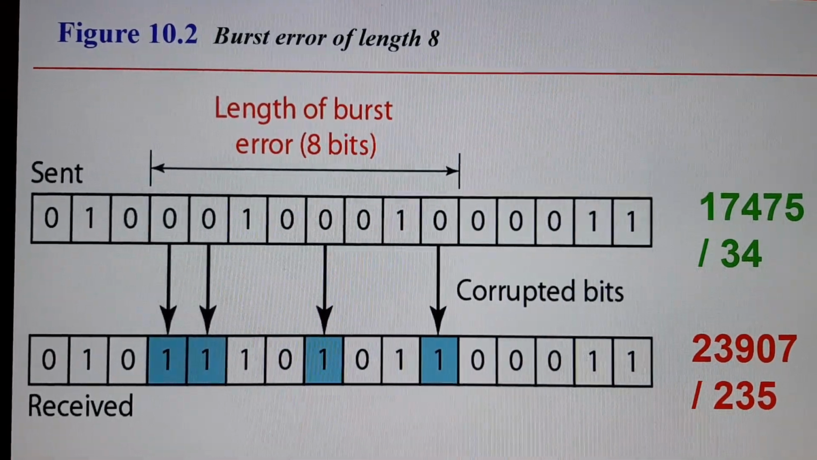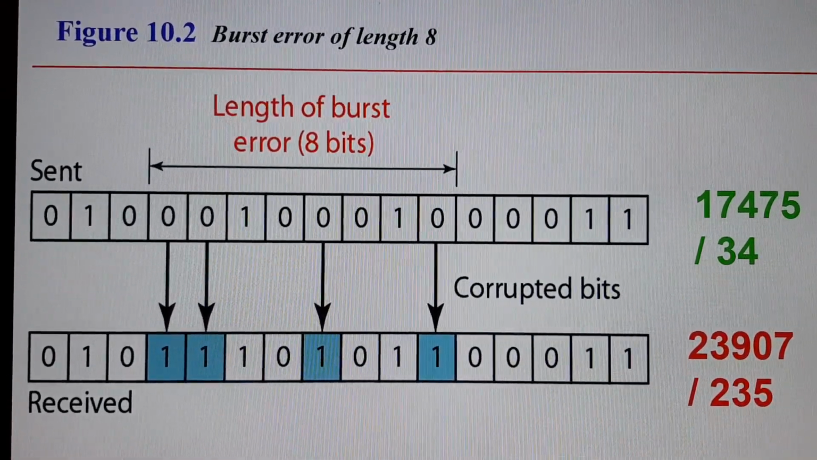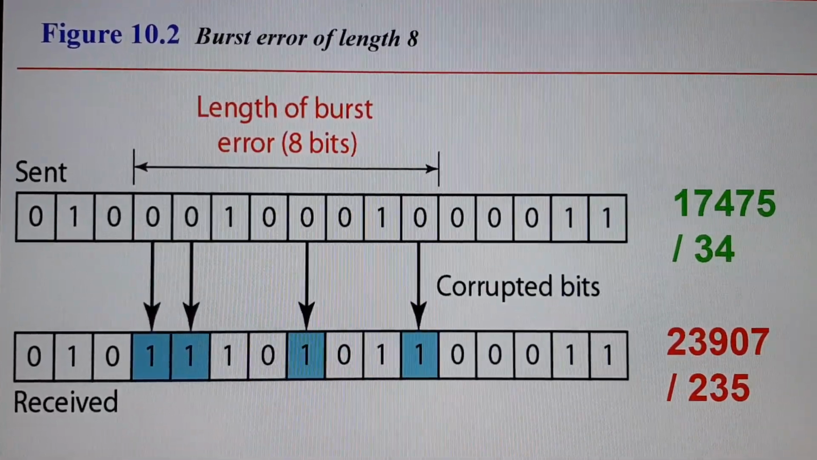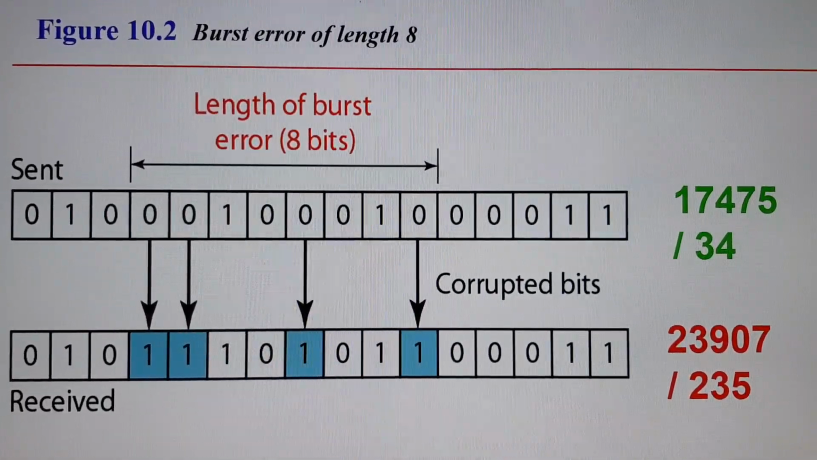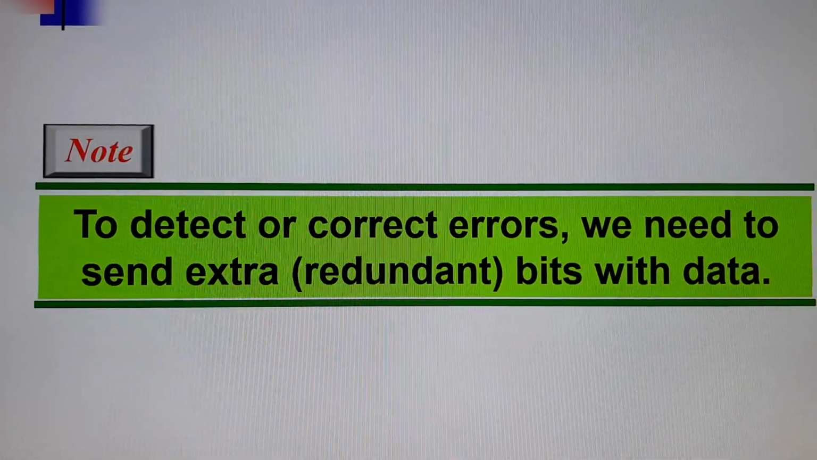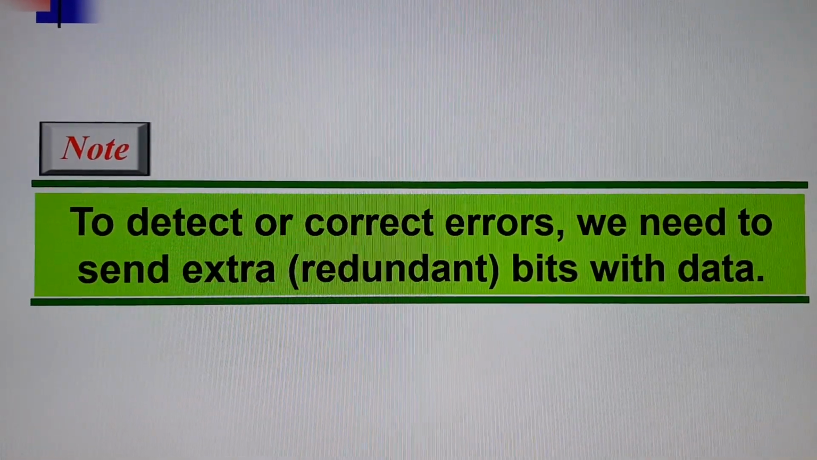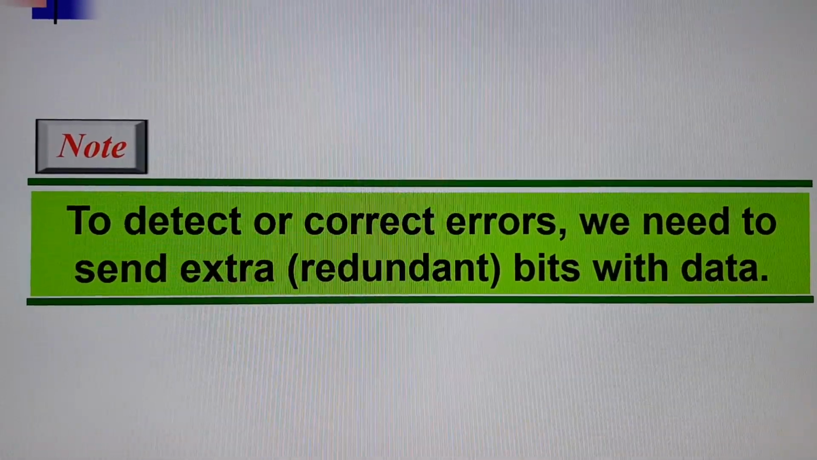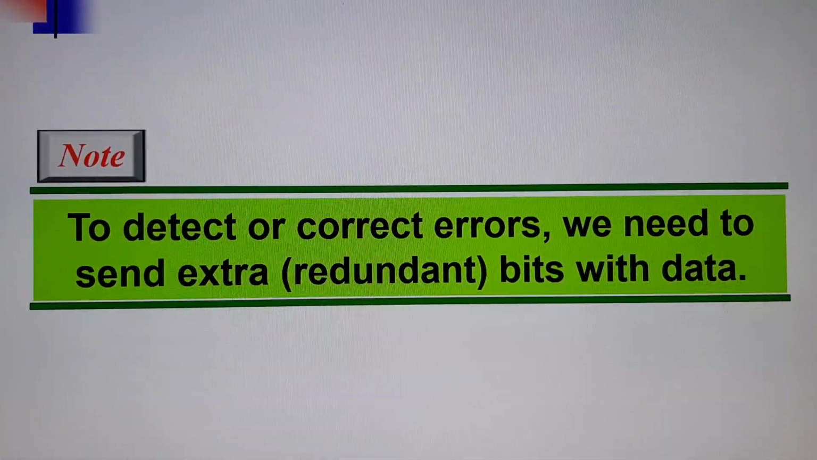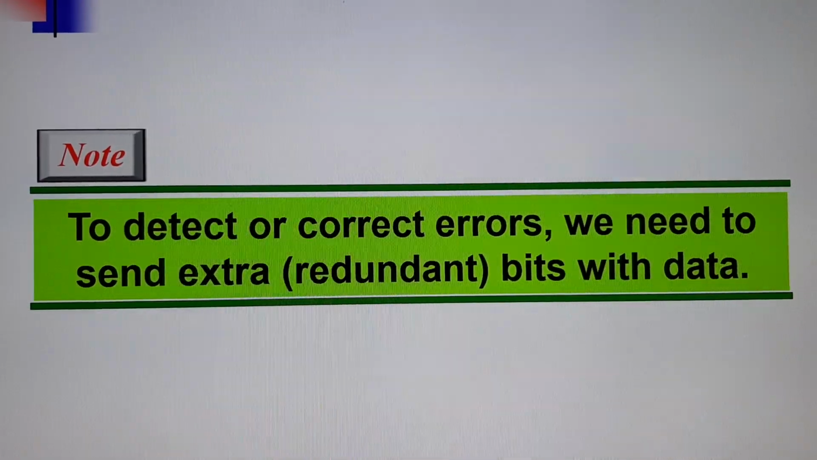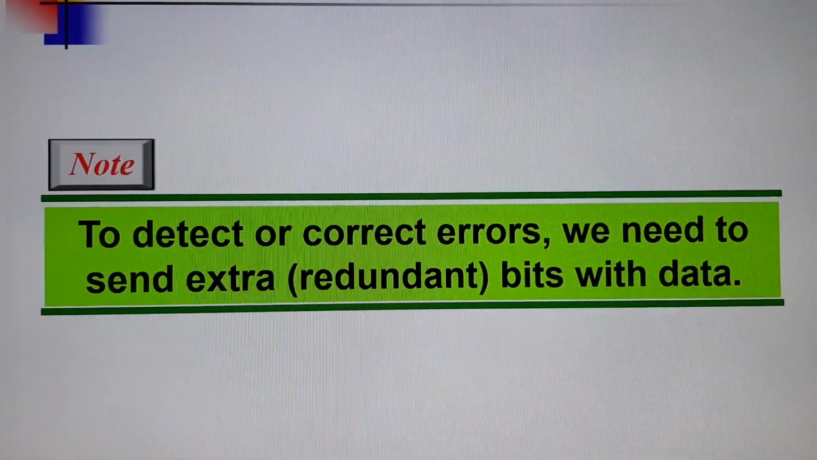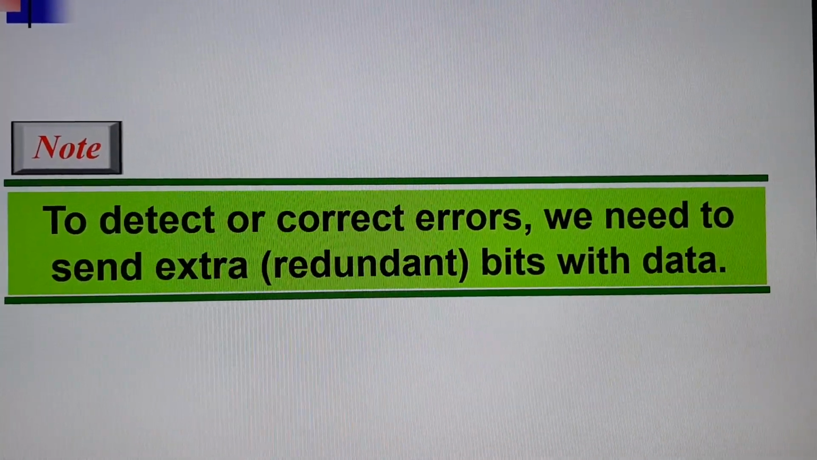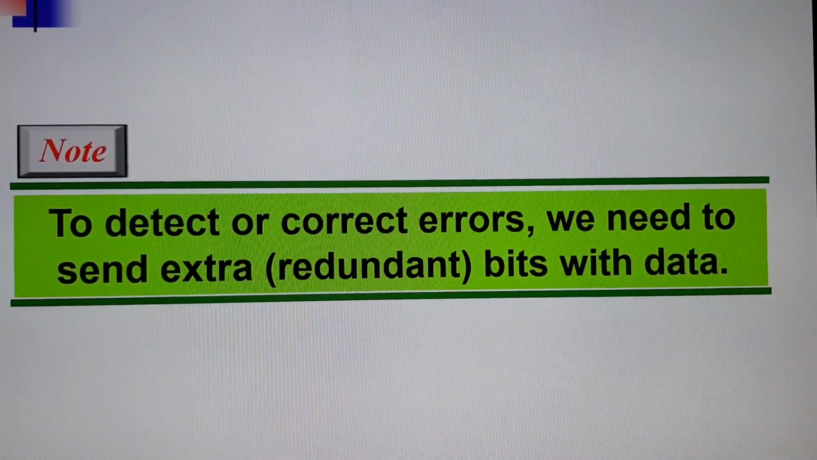For error detection and correction, various techniques are available. We will not discuss error detection and correction techniques here. One more thing is that error detection is more important than correction, because without detecting, it is not possible to correct. We need to send some extra redundant bits with the data for this purpose.